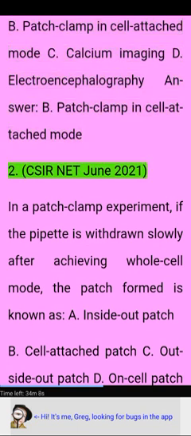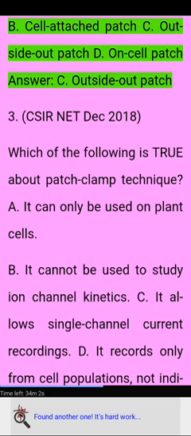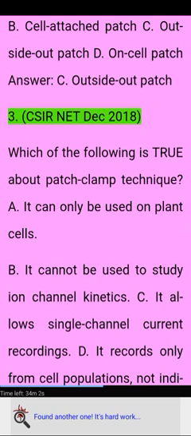2. CSIR NET June 2021. In a patch clamp experiment, if the pipette is withdrawn slowly after achieving whole cell mode, the patch formed is known as: A. Inside-out patch. B. Cell attached patch. C. Outside-out patch. D. On-cell patch. Answer: C, outside-out patch.